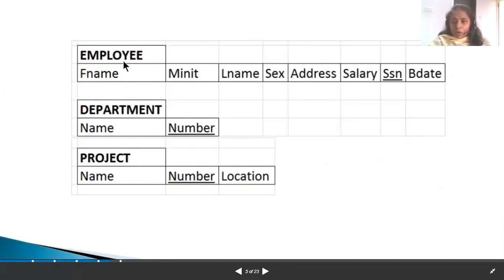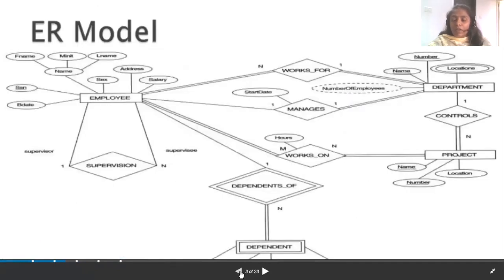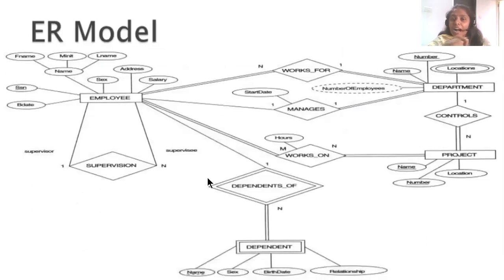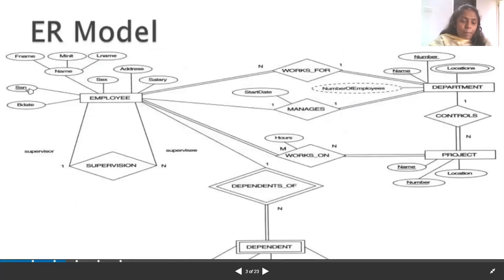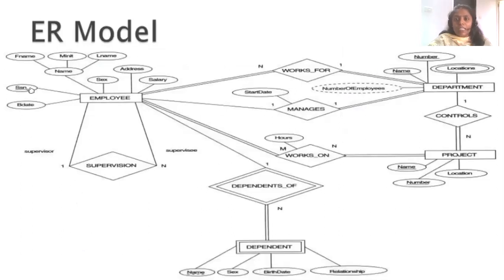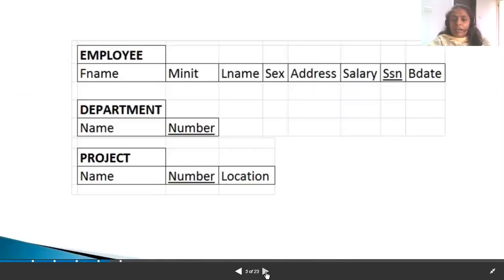The first table, or first relation, is employee. Employee will have first name, last name, middle name, sex, address, salary, SSN, and birth date. You can see that SSN is the primary key. How do you understand SSN will be a primary key? The primary key in the ER diagram is represented by an underline. See here, this SSN is underlined. That means it will be the primary key of the entity employee, so we consider it as the primary key in the relation itself.